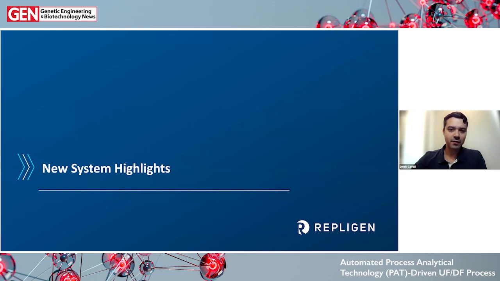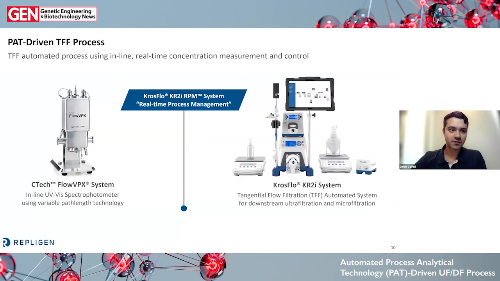So our new system that we've developed to address a lot of these concerns is a combination of two product lines that Repligen has had in its portfolio for a good amount of time. So it's the C Technologies Flow VPX system, an inline UV-Vis spectrophotometer that uses variable pathlength technology. And then the KrosFlo KR2i system, which is our small scale TFF automation system, very common for use in lab scale UFDF types of processes. Those have now been unified with a common software platform that we're calling the RPM, for real-time process management.